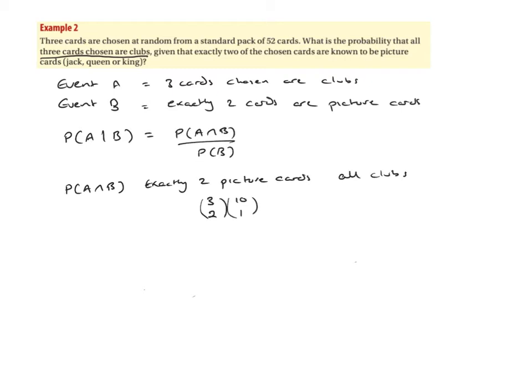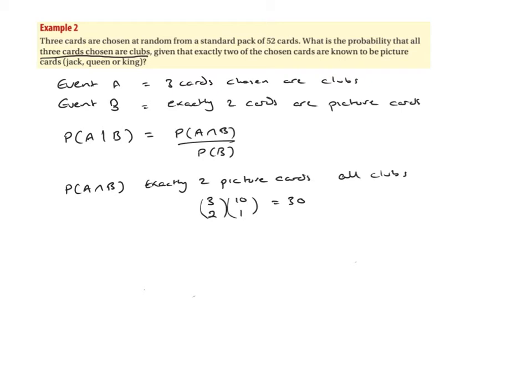So again, just to go through that, we have to pick 2 picture cards from the 3 that are available, which now means that those 3 cards are not available, and we have to pick 1 from the remaining 10 clubs, because there have to be 2 picture cards and they have to be clubs. So we can work that out. That's going to be 3 times 10, which is equal to 30 ways.